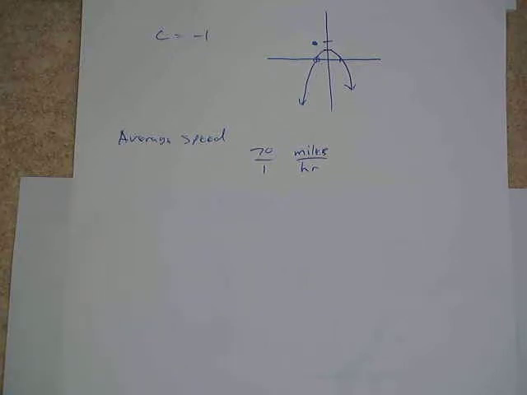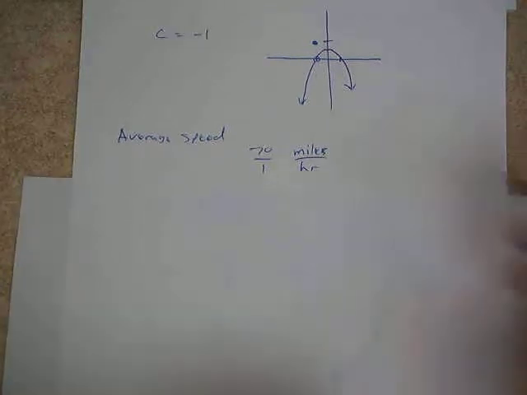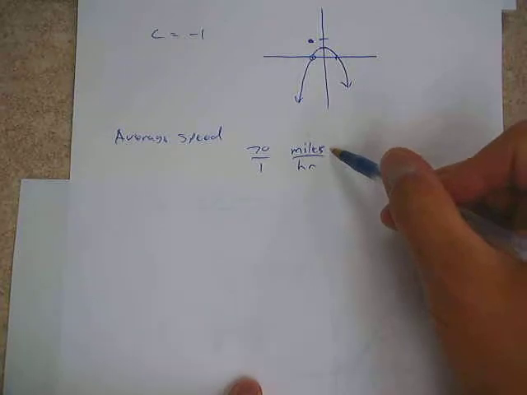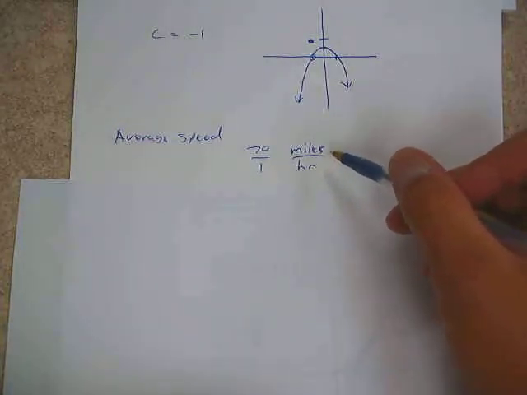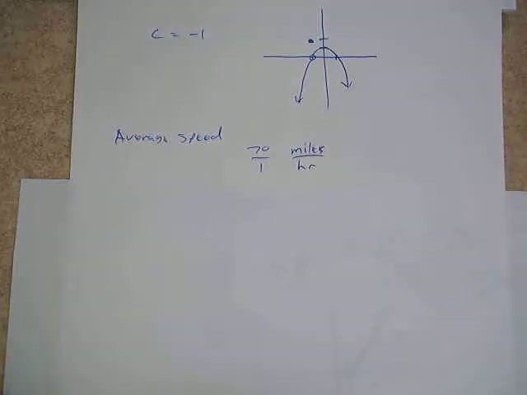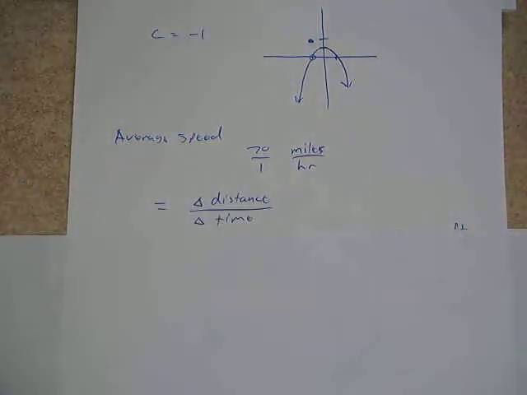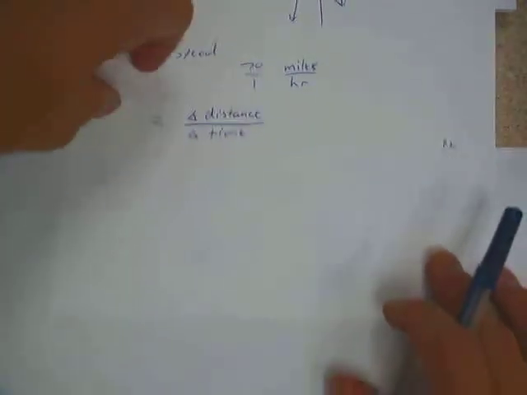Okay, but if my average speed is 70 miles per hour, what the average speed is taking into account here is just how many miles I went divided by how many hours it took. So the average speed is ultimately going to be a calculation of change in distance over change in time. Okay, so in general, that is going to be any average speed, or more generally, average rate of change.